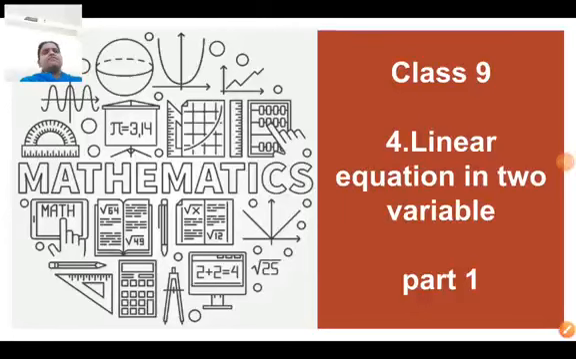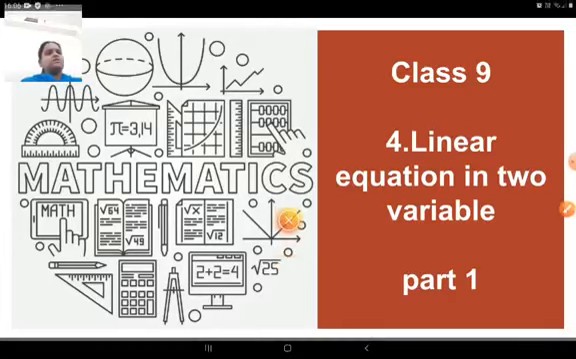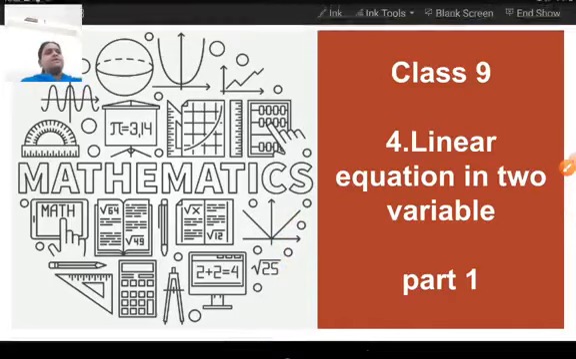Children, today we will start with our new chapter, chapter number 4, linear equation in two variables. Let us start with the main concept of the name of the chapter, that is, what is the meaning of linear, then equation, and then in two variables. Let us see step by step.